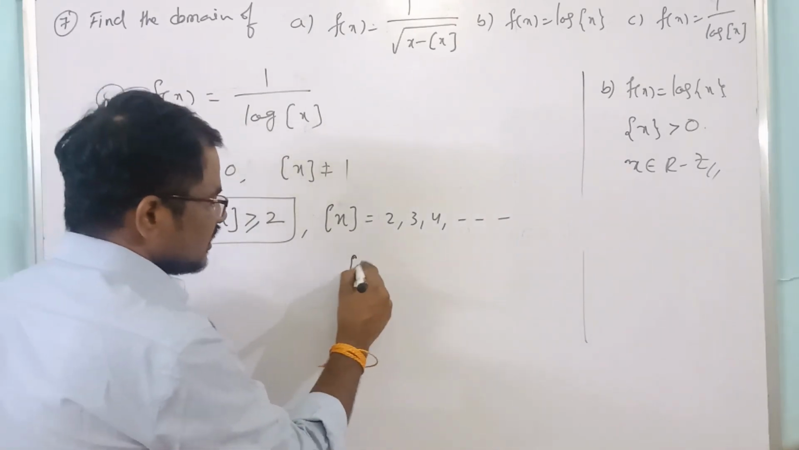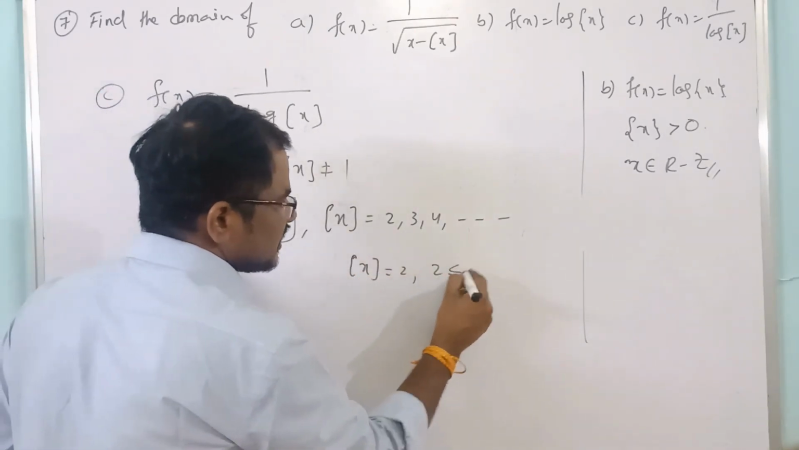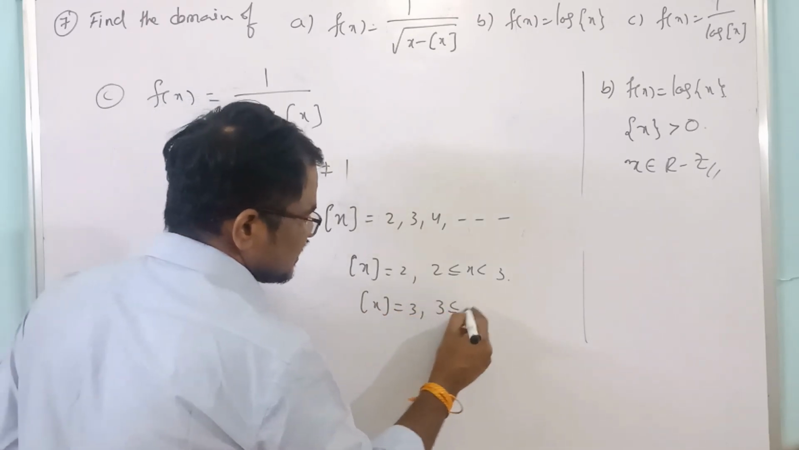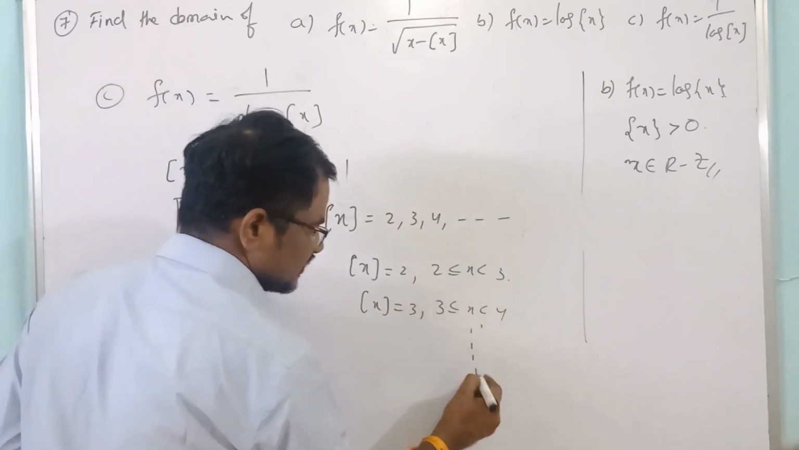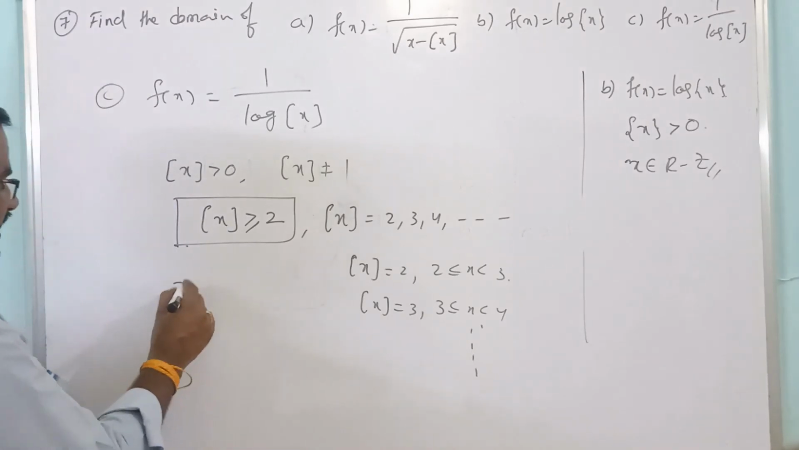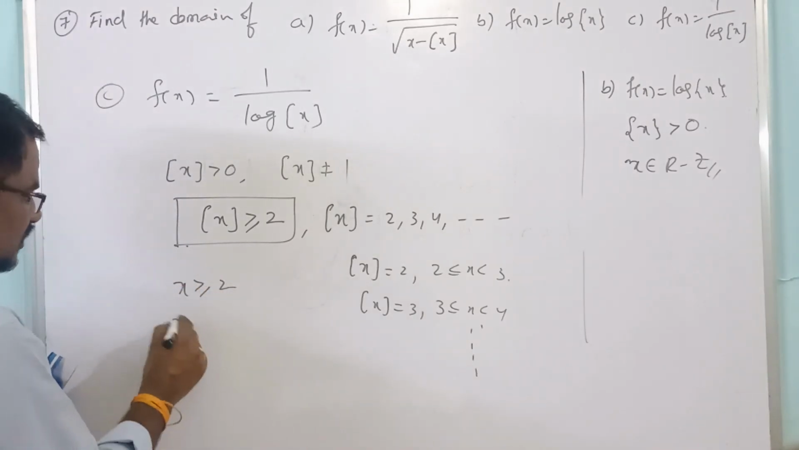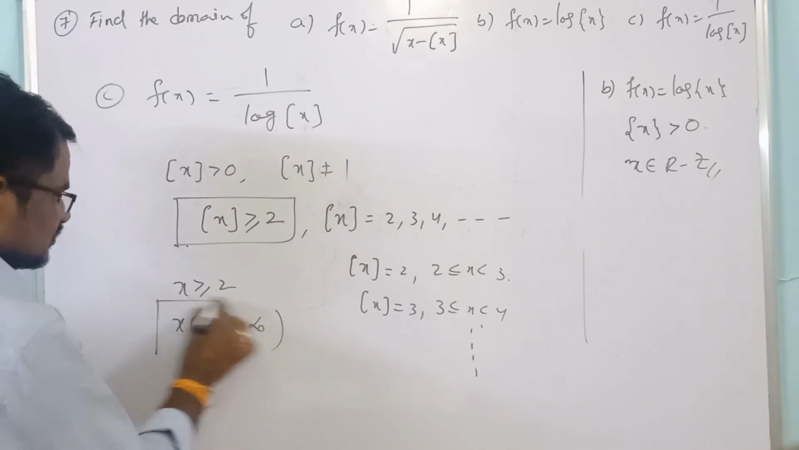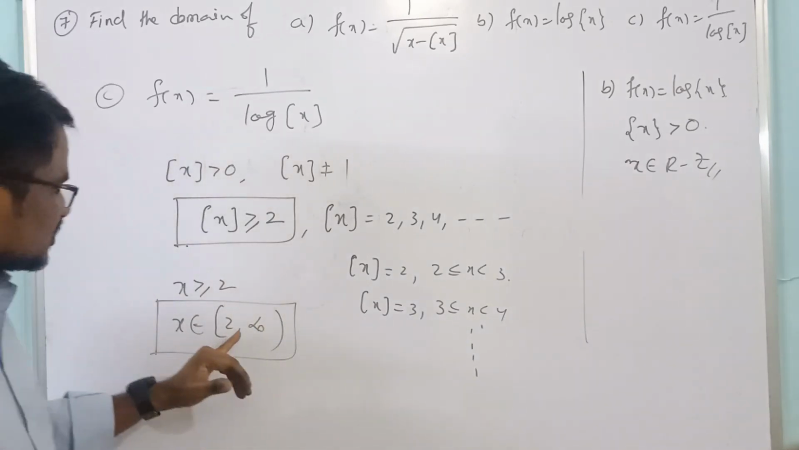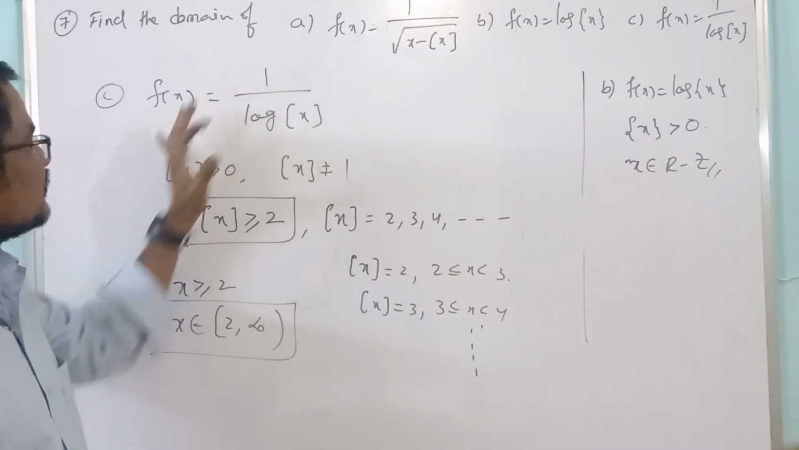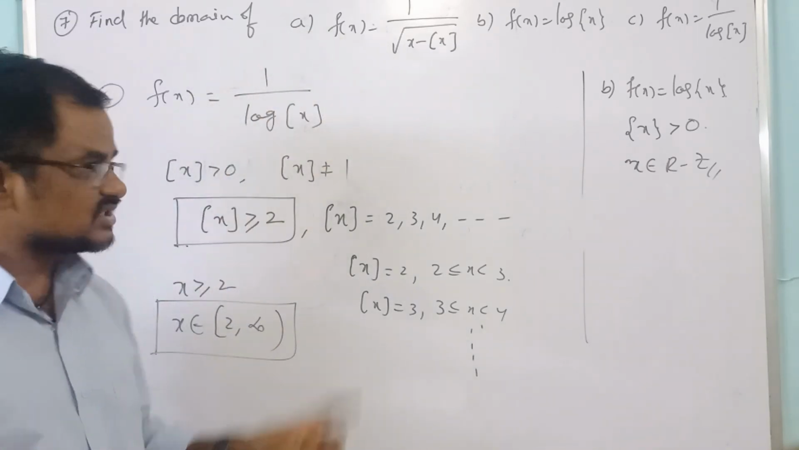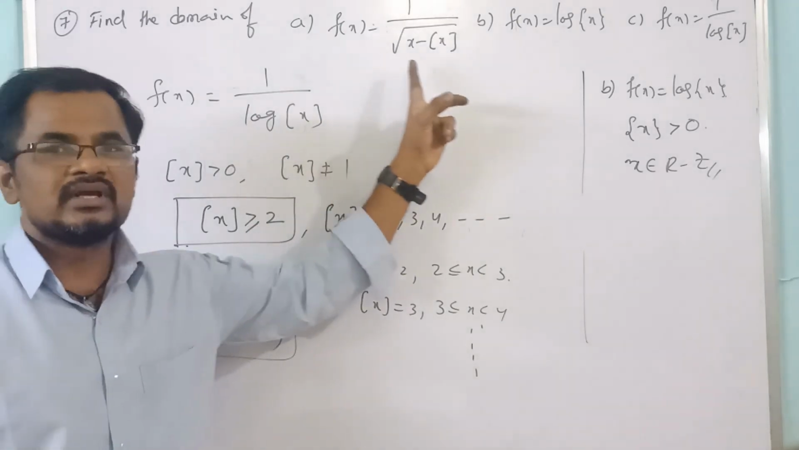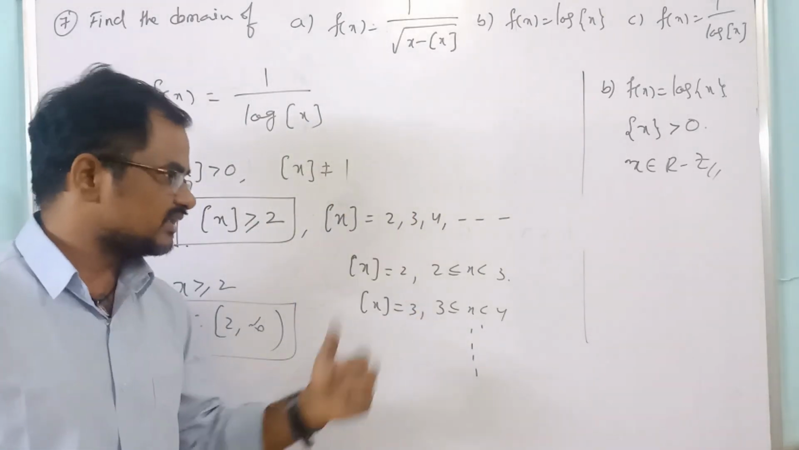If [x] = 2, then 2 ≤ x < 3. If [x] = 3, then 3 ≤ x < 4. Like this you will get, right? So x should be greater than or equal to 2, meaning x belongs to [2, ∞). If x belongs to [2, ∞), this function is defined. So the domain of this function is [2, ∞), right?